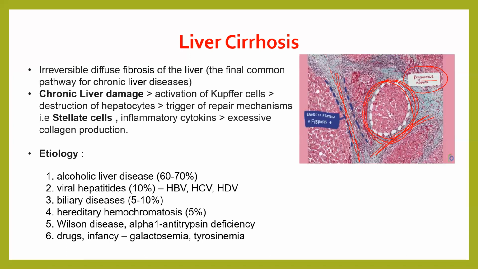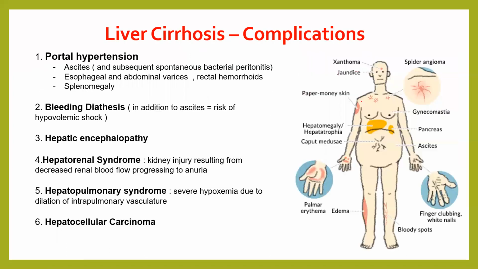Etiology, like I described earlier, many chronic conditions like alcoholic liver disease, viral hepatitis, biliary diseases, hereditary hemochromatosis, Wilson's disease, drugs, and different kinds of other chronic insults to the liver. Now, liver cirrhosis has a lot of complications, and I have tried to cover the most important ones like portal hypertension.